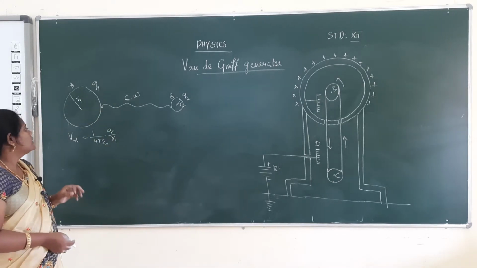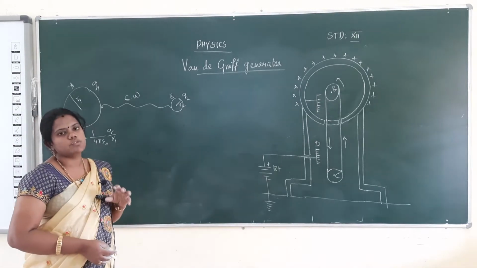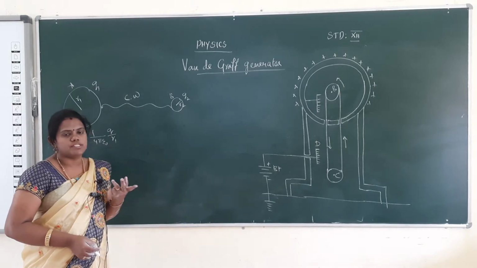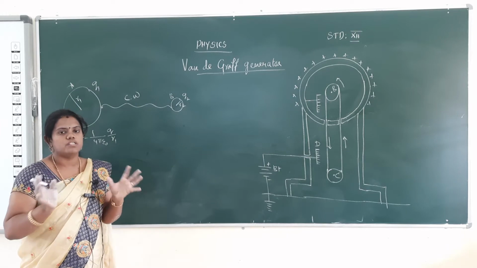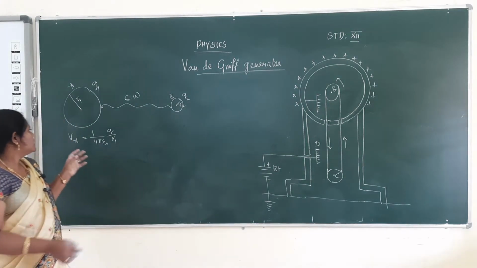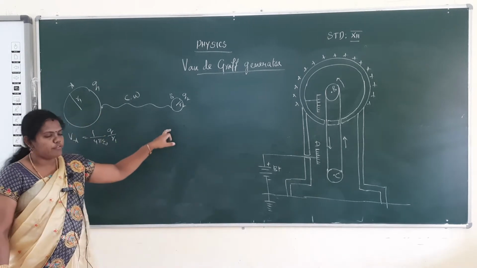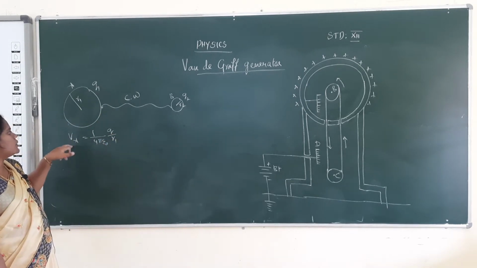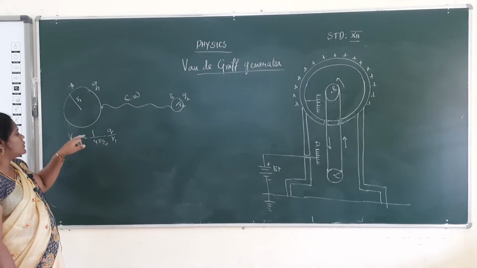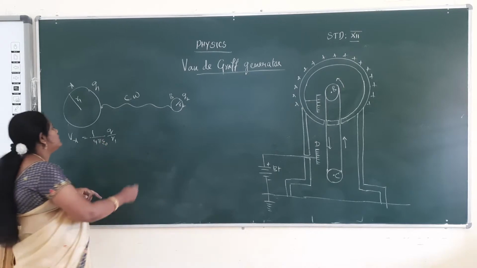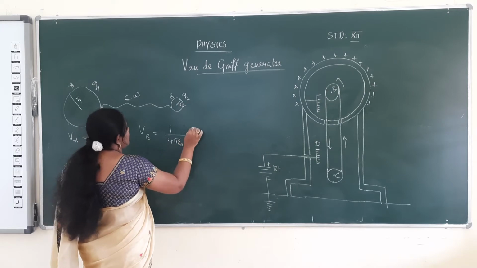Then the electrostatic potential in the two conductors will be the same. The two conductors form an equipotential surface, which means the potential difference between one conductor and the other is the same. So first note down the potential formula for A and for B. VA is equal to 1 by 4 pi epsilon naught Q1 by R1, and VB is equal to 1 by 4 pi epsilon naught Q2 by R2.